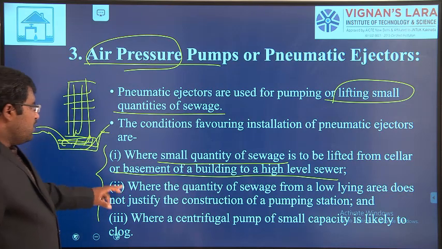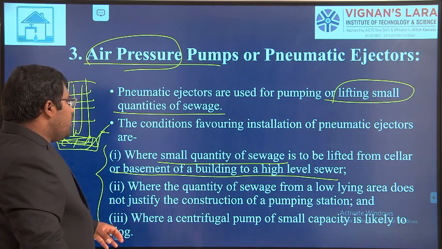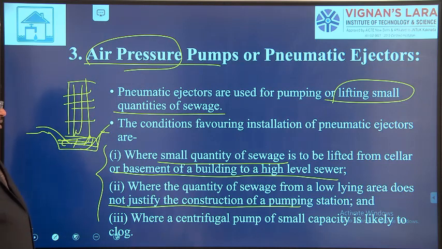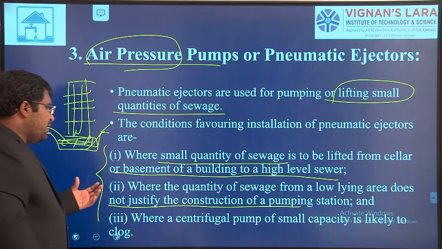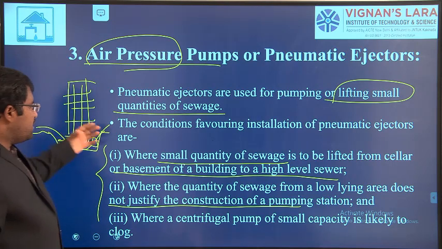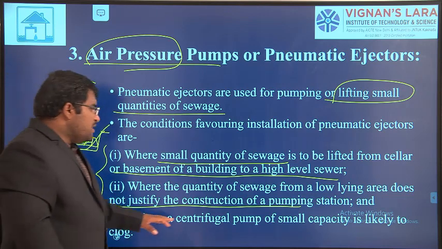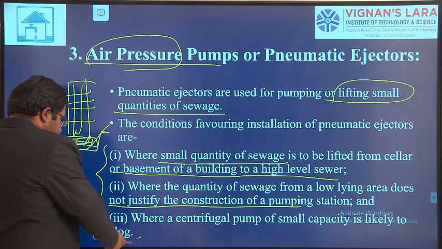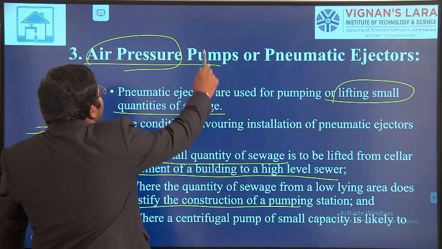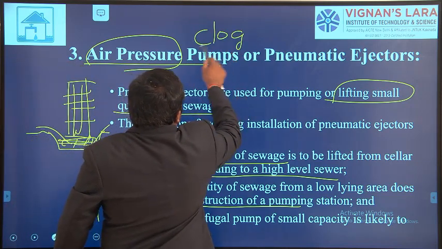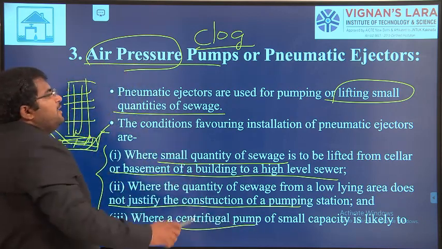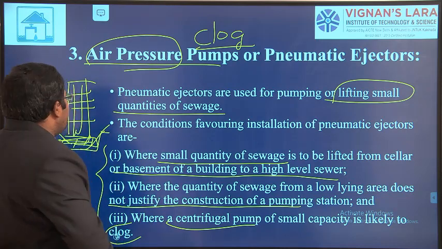Next, where the quantity of sewage from a low-lying area does not justify the construction of a pumping station. In a low-lying area only a small quantity will be generated, so constructing a pumping station is not needed, and we use these kinds of pumps. Then, where a centrifugal pump of small capacity is likely to be clogged. We already know that a centrifugal pump will clog because all the unwanted substances come in. When it clogs and is not fit for use, we can use these air pressure pumps.